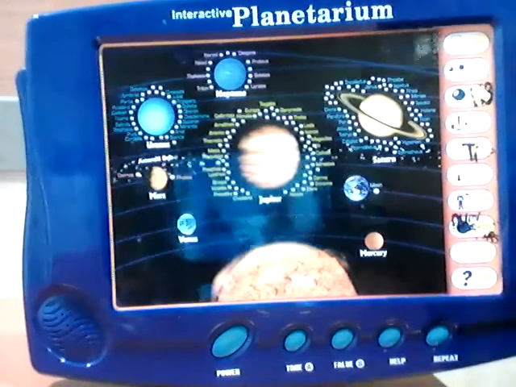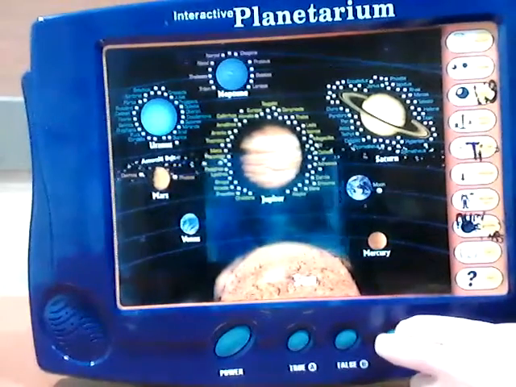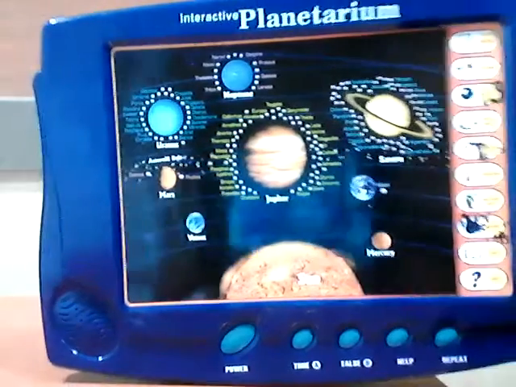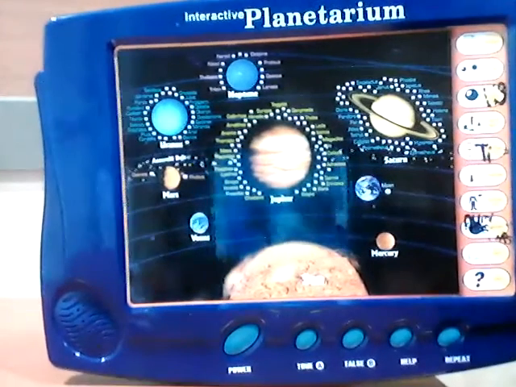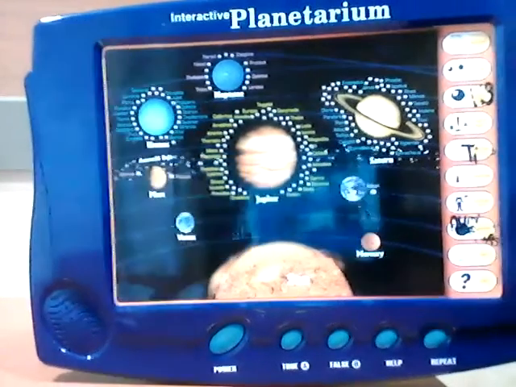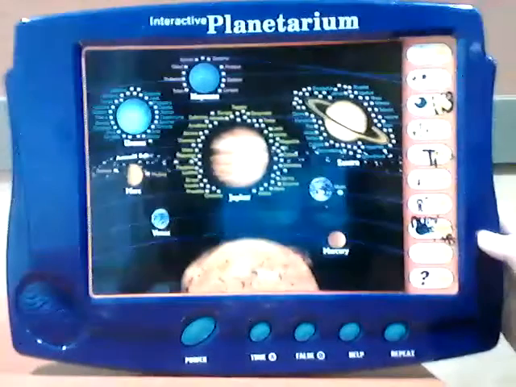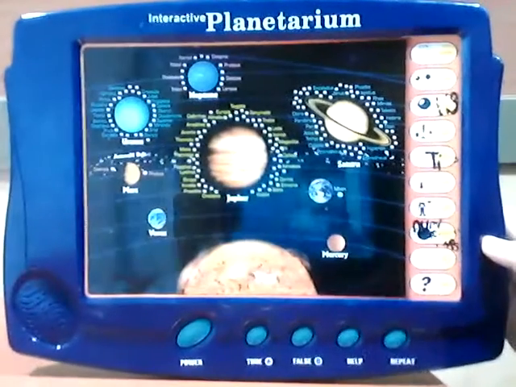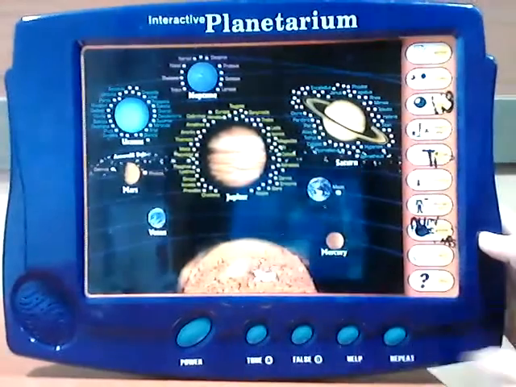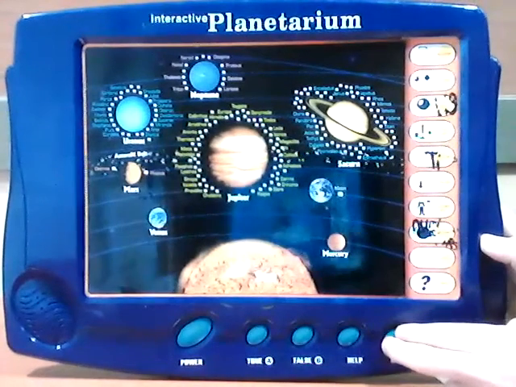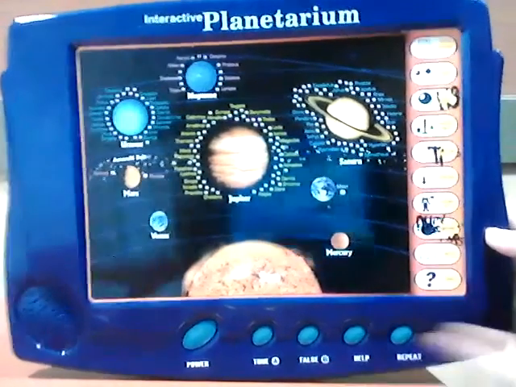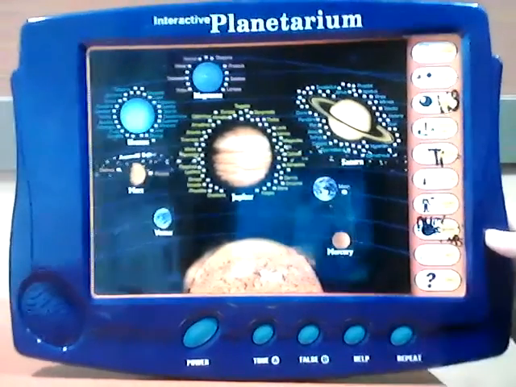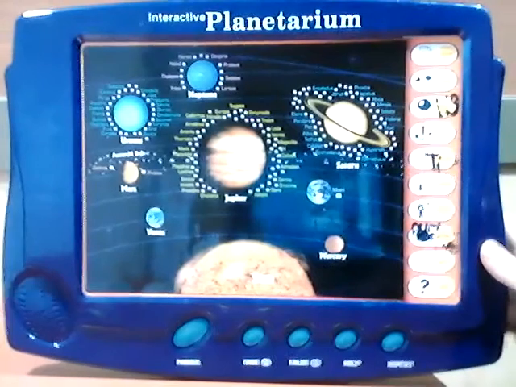And then if you need help and you don't know the answer, you press help. The surface temperature on Venus is about 860 degrees Fahrenheit, or 460 degrees Celsius. If you want to repeat it, if you forgot what it was, you press repeat. The surface temperature on Venus is about 860 degrees Fahrenheit, or 460 degrees Celsius.